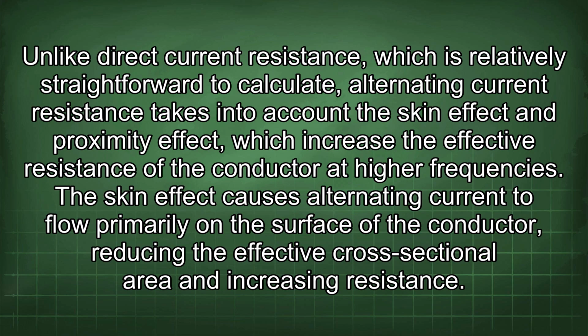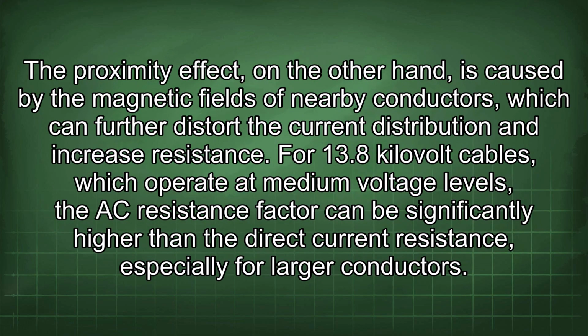The skin effect causes alternating current to flow primarily on the surface of the conductor, reducing the effective cross-sectional area and increasing resistance. The proximity effect, on the other hand, is caused by the magnetic fields of nearby conductors, which can further distort the current distribution and increase resistance.